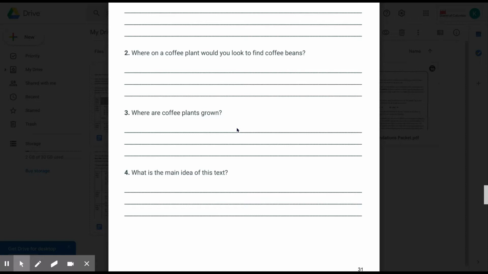And then question 4, a big second grade idea we've been focused on. What is the main idea of this text? Or what is this text all about?